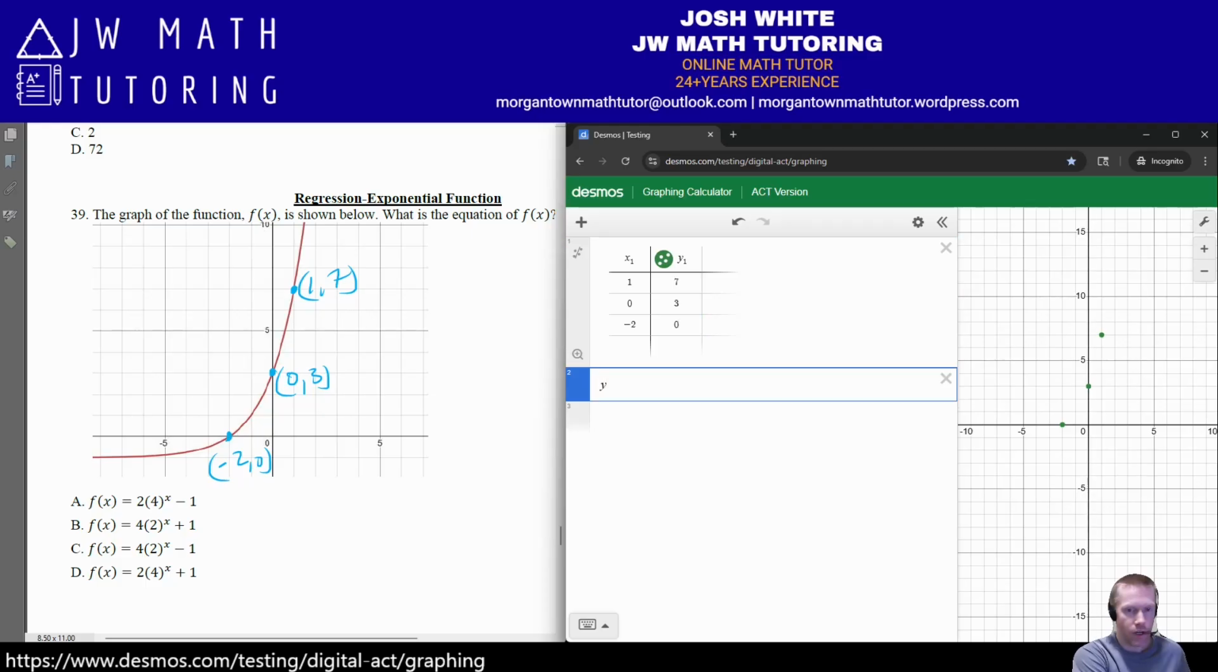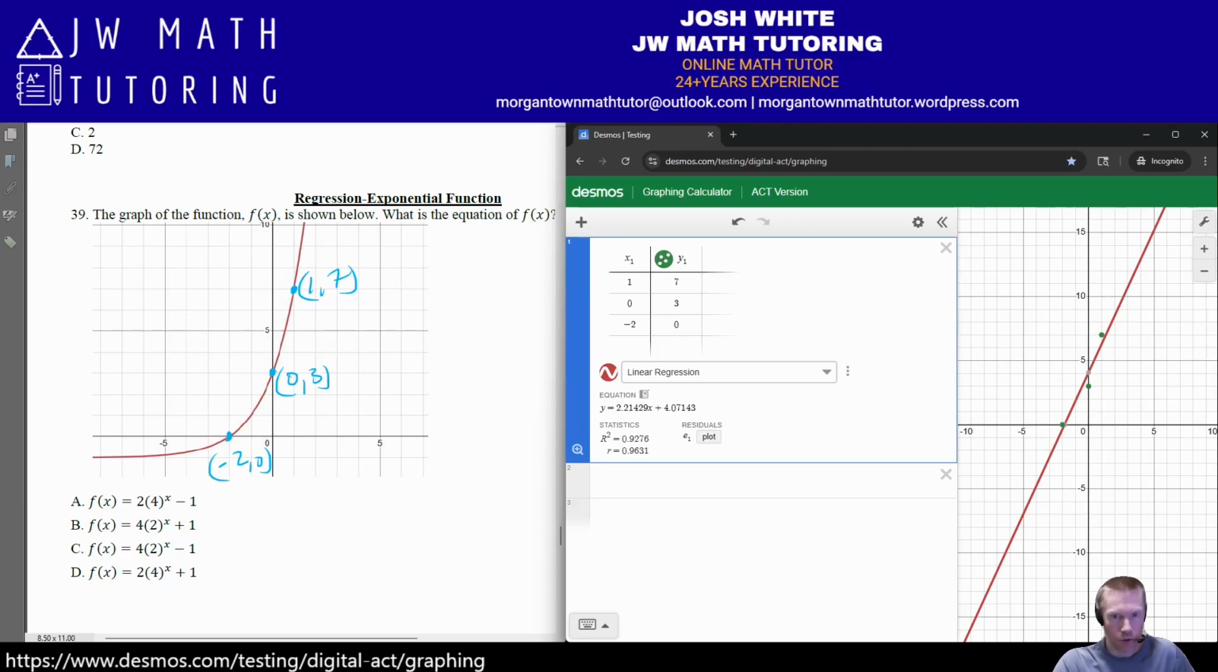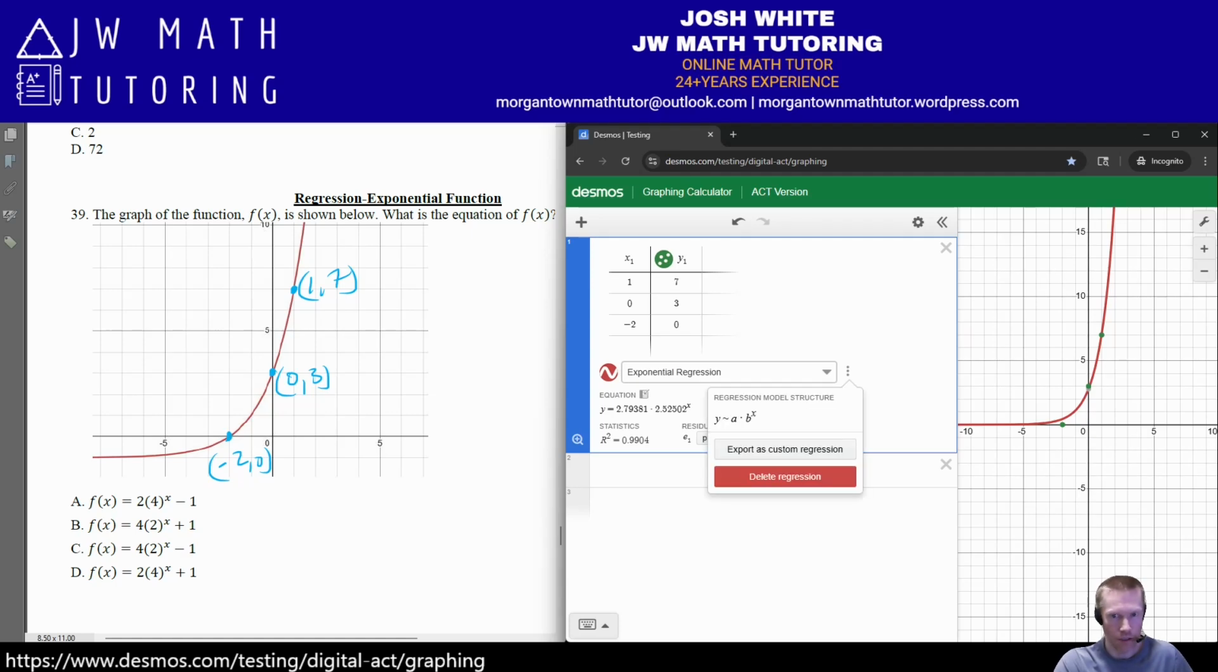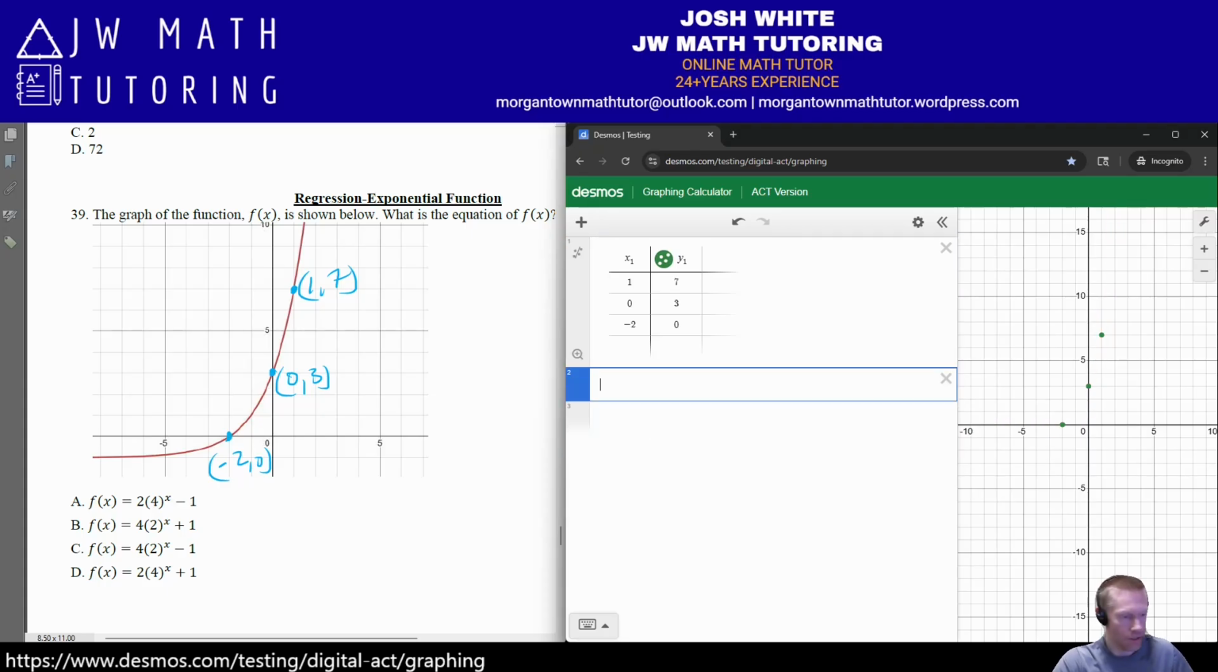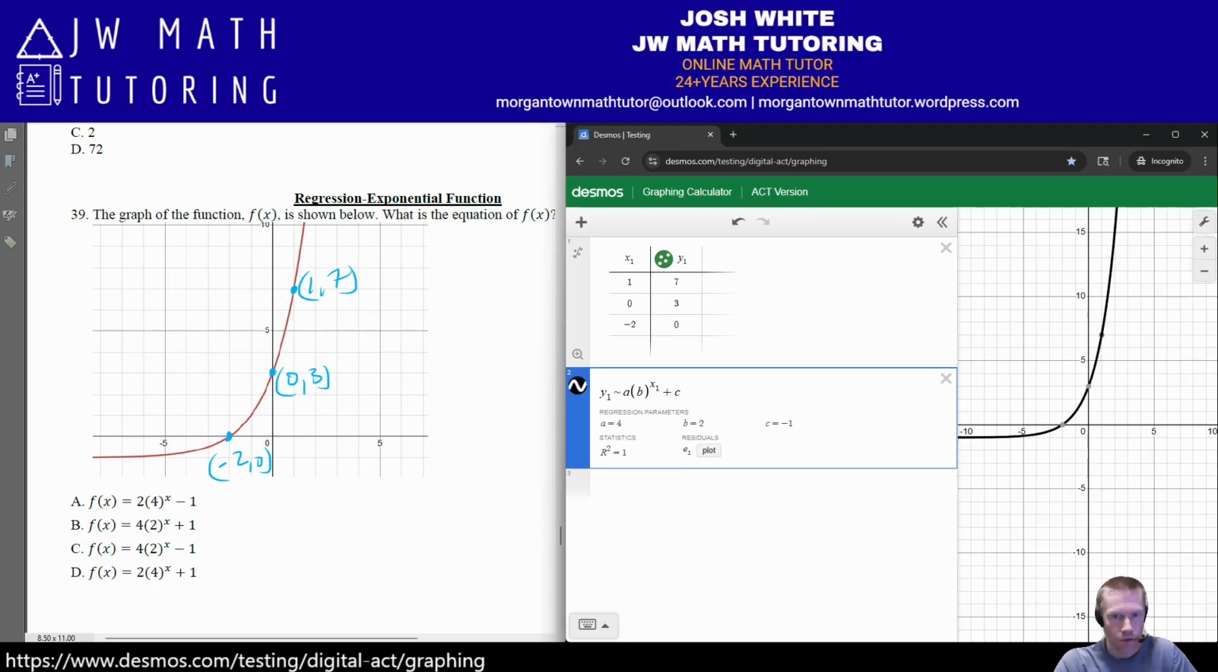Now I have to do a manual regression statement because even though these are exponential functions, if you click this and go to exponential, notice this is not the same form because this doesn't have the constant added or subtracted at the end. So you can't use this. So I'm going to delete this, and I'm just going to type my own regression statement. I'm just going to do a times b to the x1 and then plus c to represent the number at the back. So notice, a is equal to 4, b is equal to 2, c is equal to -1.